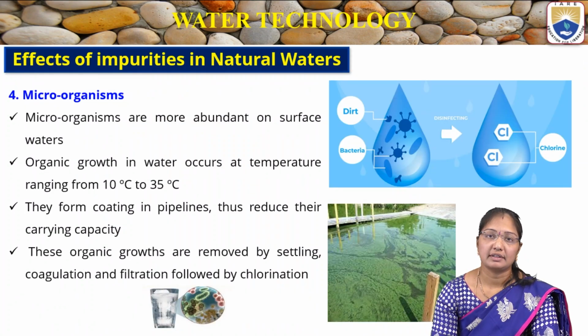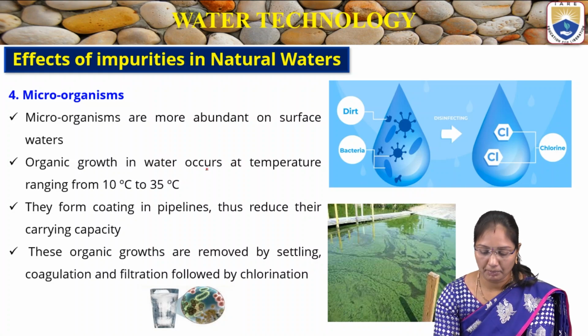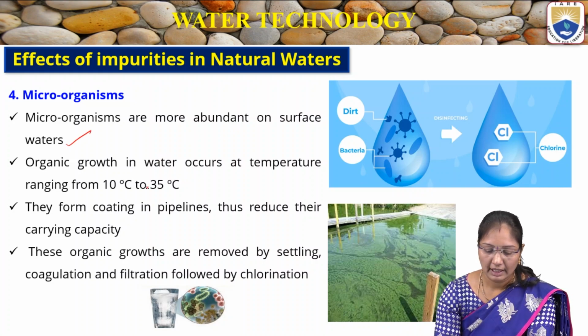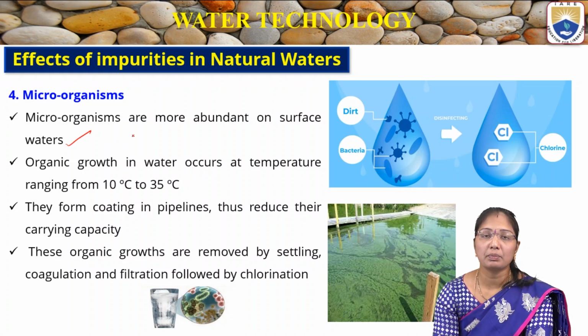So the microorganisms. Another characteristic is microorganisms. Microorganisms are more abundant in surface waters, in soil, or even in rivers, ponds and lakes. Due to stagnant water, it is like a reservoir for more microorganisms.